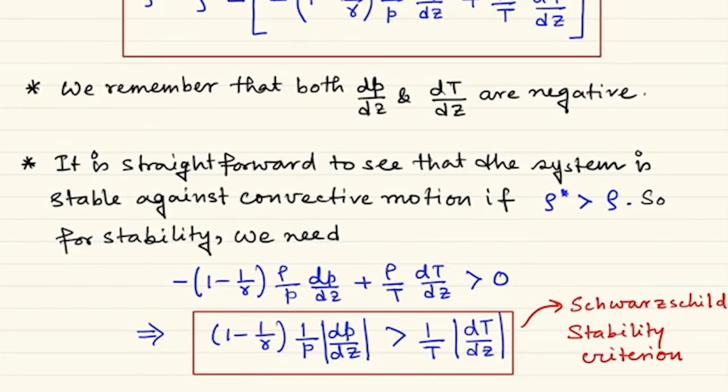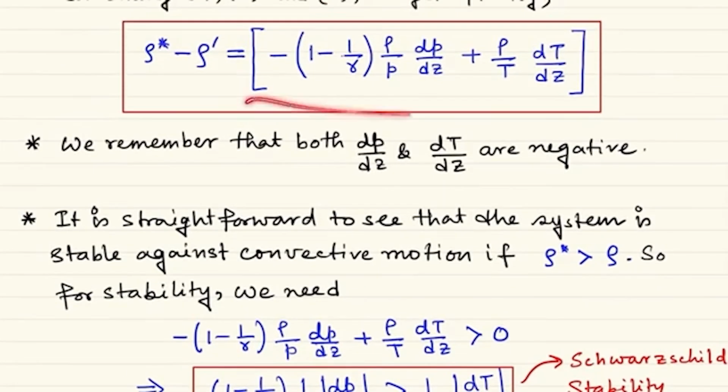Of course, when the particle is displaced a bit vertically upward and continues going upward and upward, the system will become convective. But if the system is displaced infinitesimally and it comes back, then the system is convectively stable. That is the condition where rho star should be greater than rho prime. So for stability, we need the whole thing to be greater than 0.